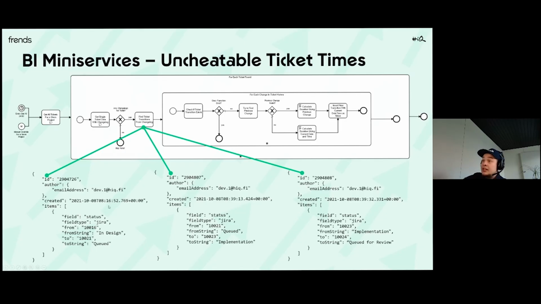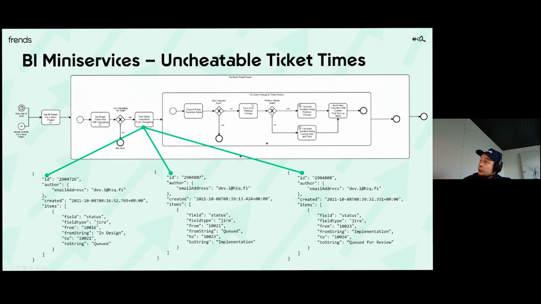Fortunately, there is an endpoint to access the change log for that ticket. Even if we can't get the durations for each stage automatically, we can get the change log. From the change log, we can grab all of the updates to the status of the ticket, which is an array of these three JSON documents for my example ticket here. The change history tells us that at this date and time, we moved the ticket from InDesign to queued stage.